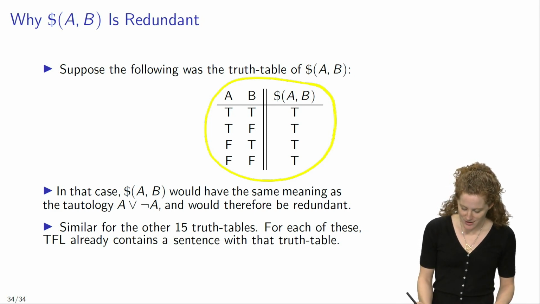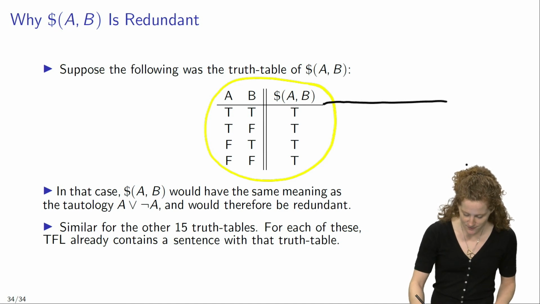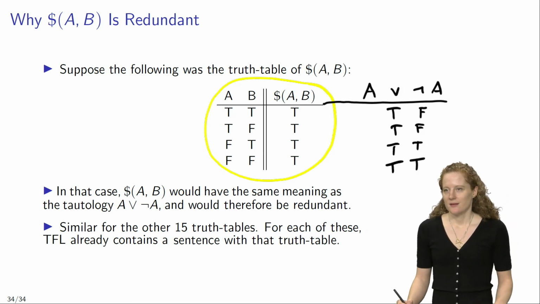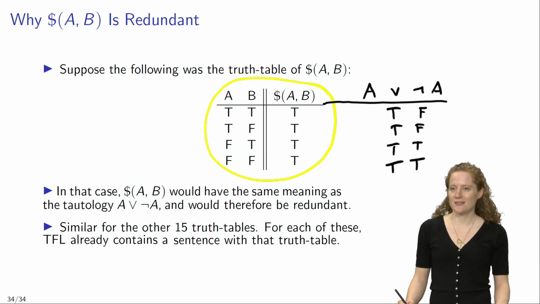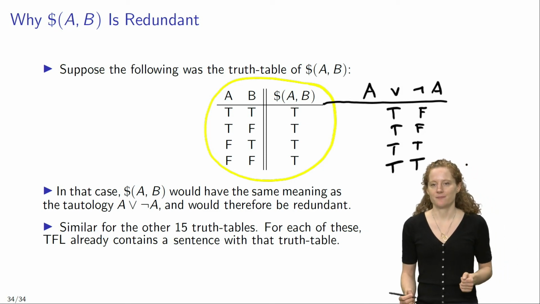To see why, we can just quickly write up the truth table for A or not A, which looks like this. Now not A is true if and only if A is false. And so we see that A or not A is true in every possible situation. Now, since given our assumptions, $AB is true on exactly the same valuations as A or not A, instead of saying $AB, we could always say A or not A.